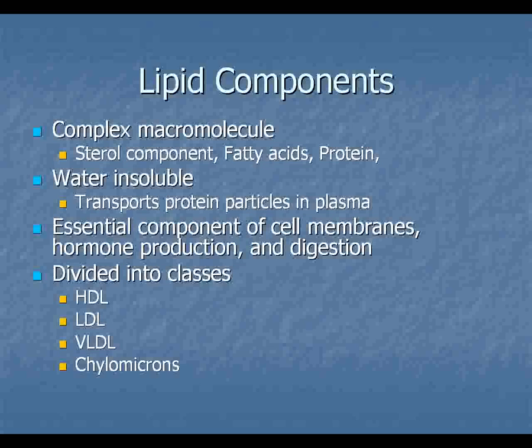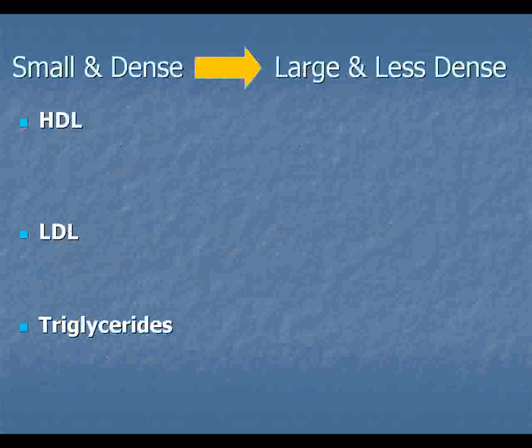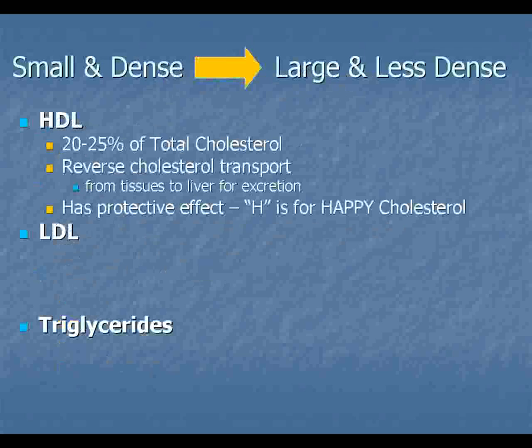Cholesterol itself is an essential component of cell membranes, hormone production, and digestion, which is why we can't cut it out completely. Cholesterol is then divided into classes: HDL, LDL, VLDL, and then your chylomicrons. Typically, chylomicrons really should only be present in the non-fasting state, which we'll talk about later too. So they're divided into these classes based on their size and their density.